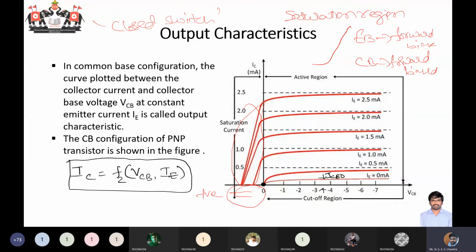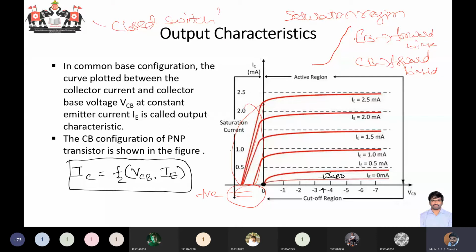So if you want to use it in the cutoff region, you are going to keep both the emitter base junction and your collector base junction in reverse bias. When you want to employ it as a closed switch, more or less like a short circuit, then you are going to employ both the collector base junction and the emitter base junction in forward bias.